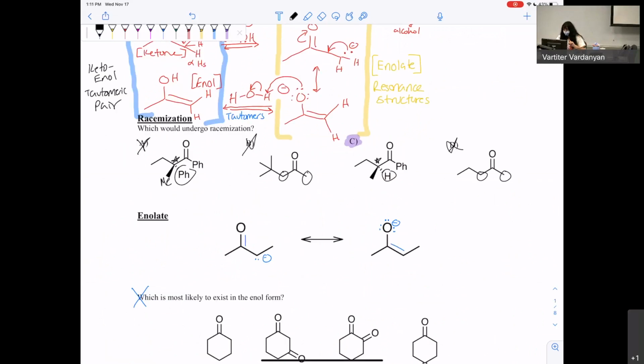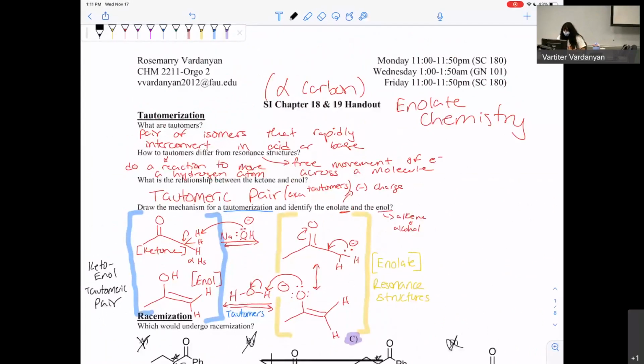Also, the question I forgot to ask you for review. The enolate is a pair of resonance structures, and that is the intermediate for a tautomerization reaction. So the enol is the product, the enolate is the intermediate. And what charge does the enolate always have? Negative. And we know that because the ate ending indicates negative charge. So that's just something to help.